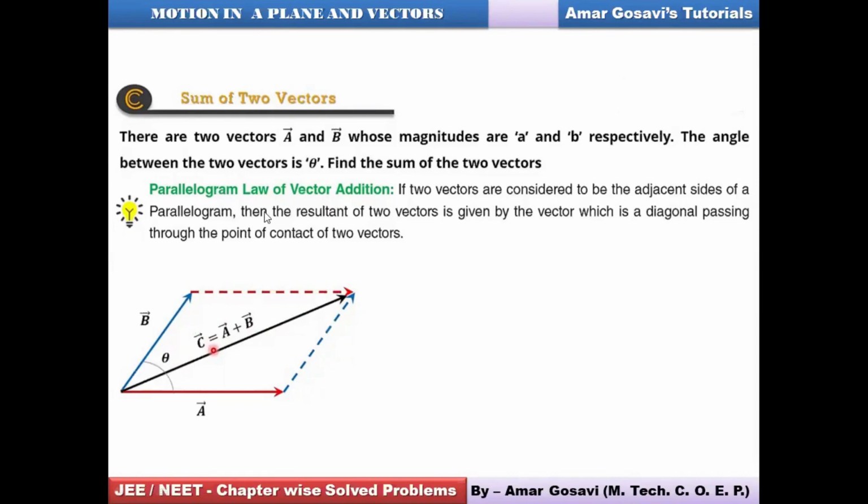Then, according to the parallelogram law, the resultant vector, or the addition of the two vectors, will be given by the diagonal of the parallelogram which starts from the same common point, meaning it starts from this particular point. It could have been the other diagonal also, but specifically we are talking about this diagonal, which has the same starting point, and that diagonal will represent the resultant vector. This was the parallelogram law of vector addition.